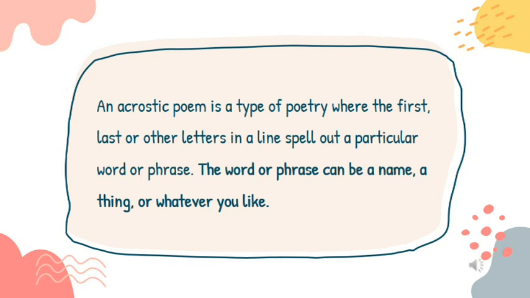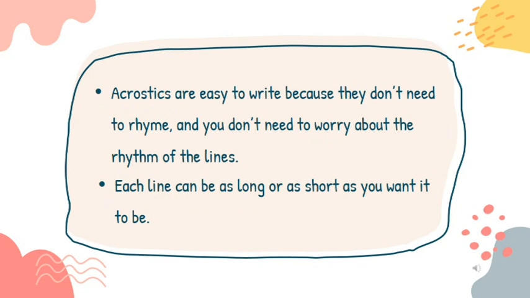So students, when you write acrostic, they will often use their own first name or sometimes the first name of a friend. Acrostics are easy to write because they don't need to rhyme and you don't need to worry about the rhythm of the lines. Each line can be as long or as short as you want it to be. So students, in an acrostic poem, usually the first letter of each line is capitalized. This makes it easier to see the words spelled out vertically down the page.